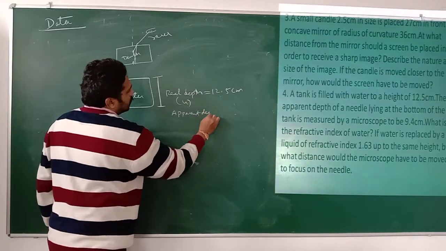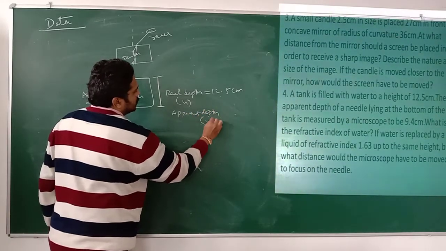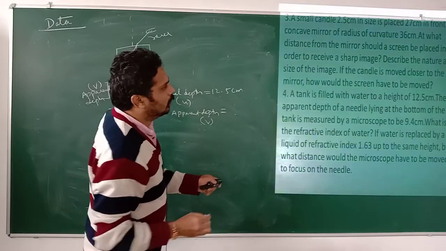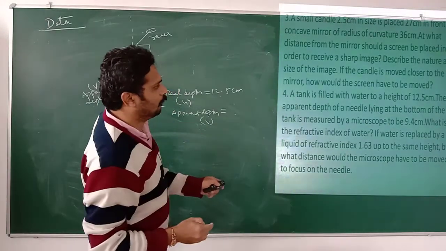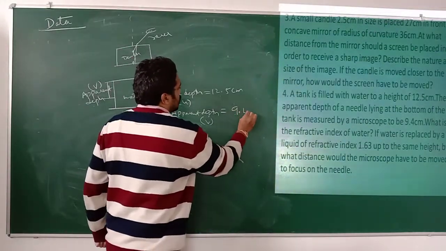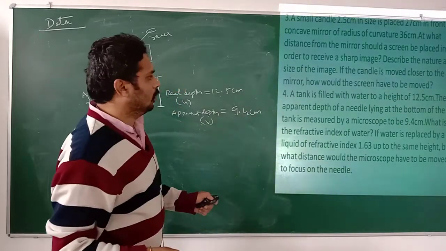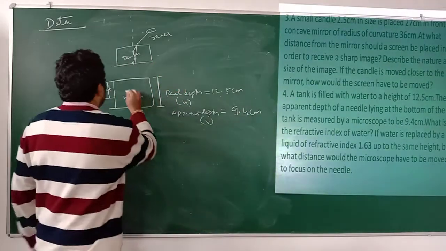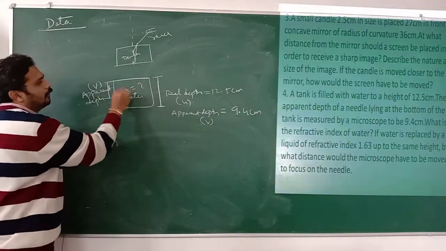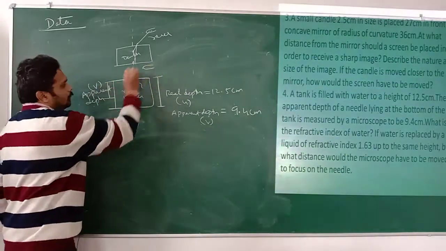Apparent depth is V. What is the apparent depth? 9.4 centimeter. Now what is the refractive index of the water? Here we took the water. What is the refractive index of the water?